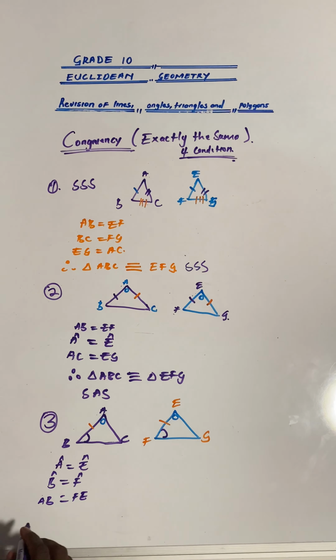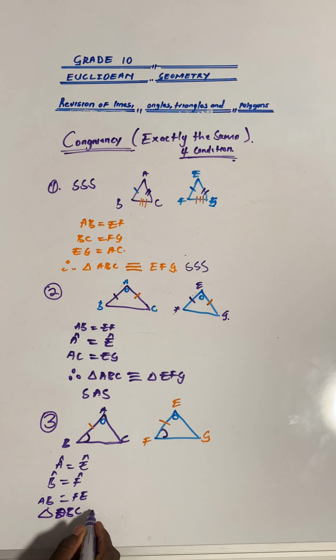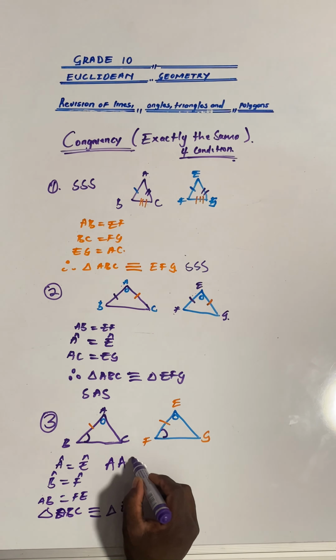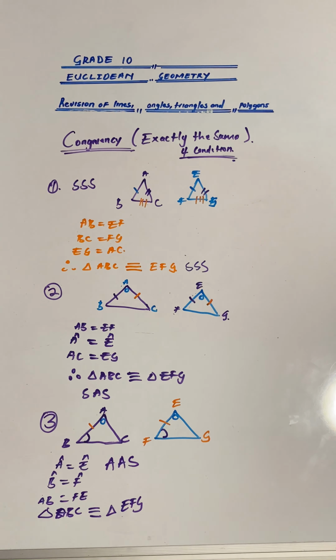Then now we say we have what? Therefore triangle ABC is actually congruent to what? To triangle EFG. And what will be the reason? Angle, angle, side, because we have two angles and one side. I hope that this, guys, is making sense to you. So immediately when we prove congruency, then we can assume that those two triangles are exactly the same. Okay, so hang in there as we do one last condition.